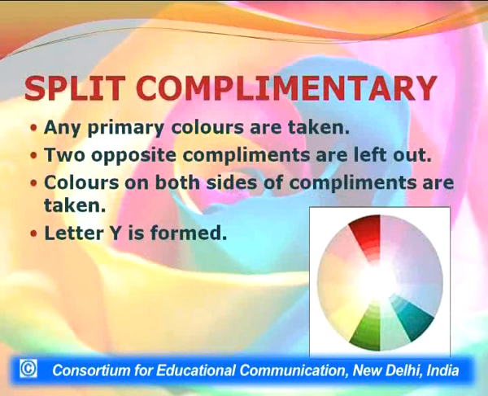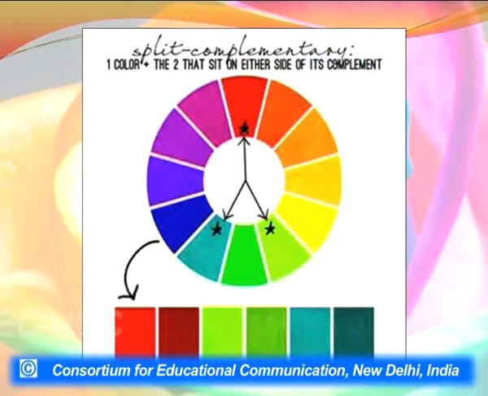Then the last one is the split complementary color scheme. So any primary color is taken, and the 2 opposite complements are left out. You can see split complementary. It gives a structure of the letter Y, colors on both sides of the complement are taken. So we avoid the exactly opposite color, and the two adjacent colors are taken to make this scheme, that is split complementary.